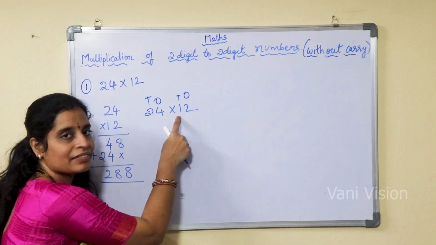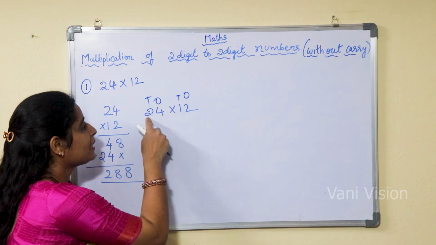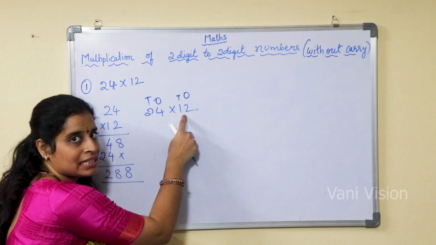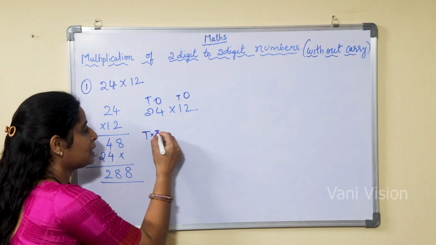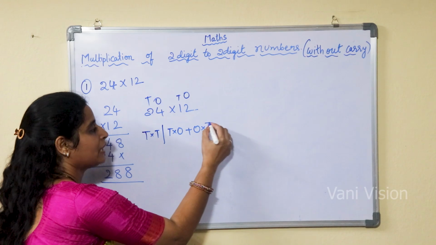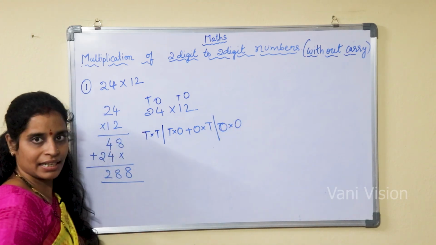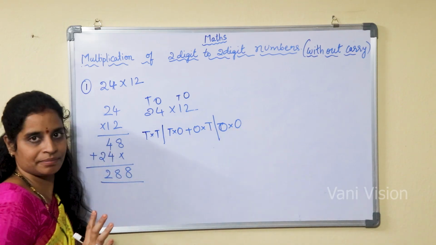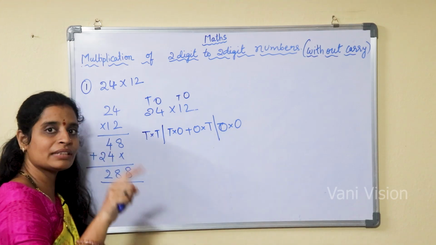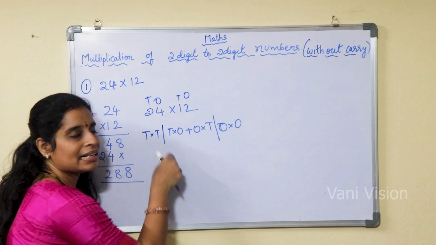Whatever the tens place number is, that should be multiplied with the tens place number, okay? Then separate. Then tens with ones, plus, then ones with tens, okay? Tens into tens, tens into ones plus ones into tens, and ones into ones. Okay, like this we are going to do it. Clear? So tens into tens, ones into ones. Now tens into ones plus ones into tens. You understood why we are going to add this.